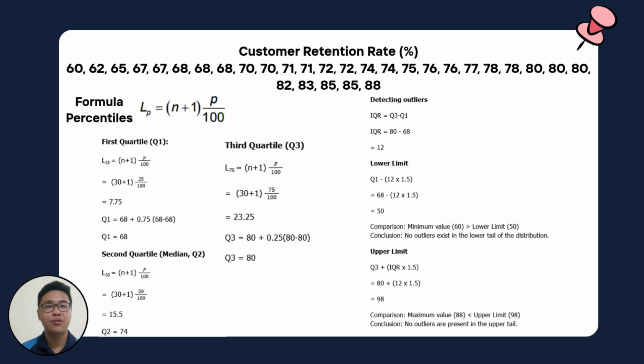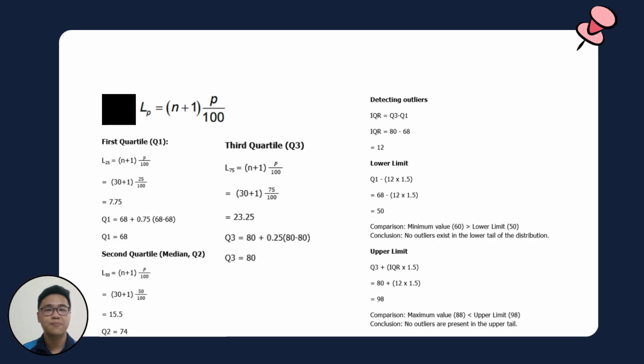The analysis for the customer retention rate follows the same steps as the previous slide. Using the same formula and process, we determine Q1 is 68, Q2 is 74, and Q3 is 80. To check for outliers, the data minimum is 60 and the maximum is 88, which fall within the range. So there are no outliers because the lower limit is 50 and the upper limit is 98.